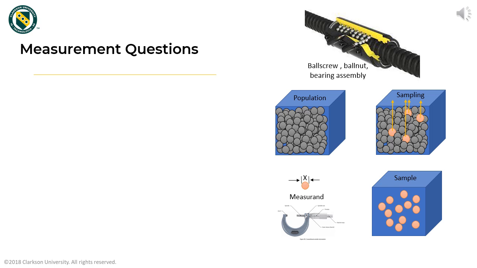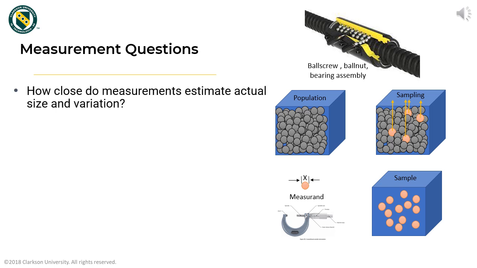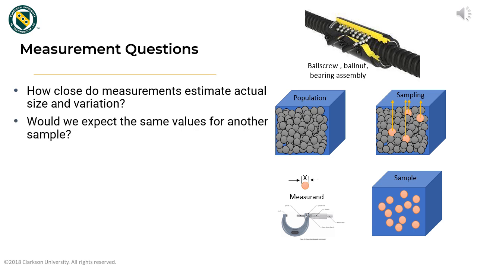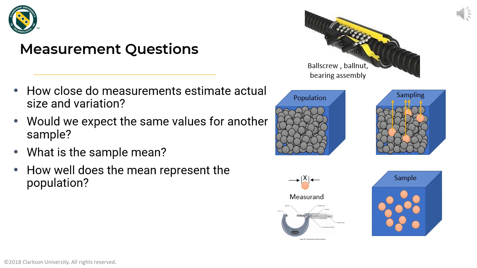We make measurements that we use to infer things about the measured variable. The core question is how close are the measurements taken from the small data set at estimating the actual size and variation of all the bearings? Also, if we selected a different set of 24 bearings, would we expect the same values? What is the average or mean based on the finite sample? And how well does this represent the entire population?